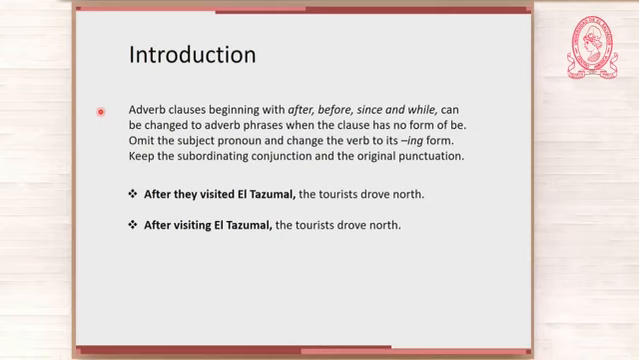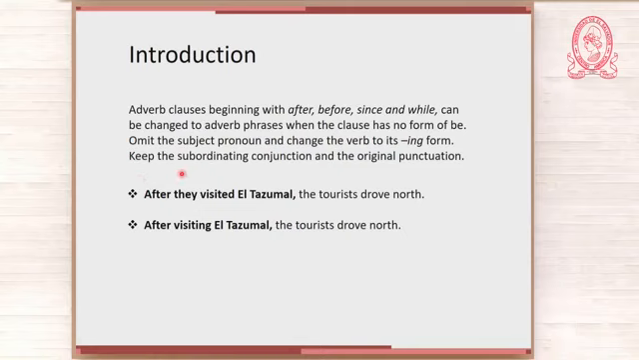Now, adverb clauses beginning with after, before, since, and while can be changed to adverb phrases when the clause has no form of be. Just omit the subject pronoun and change the verb to its ing form. Keep the subordinating conjunction and the original punctuation. Look at this. After they visited El Tazumal, the tourists drove north.